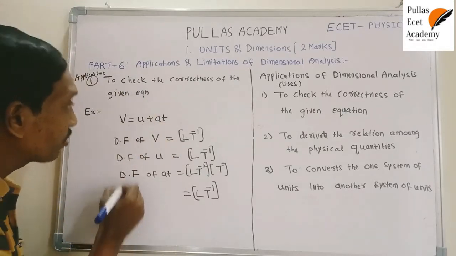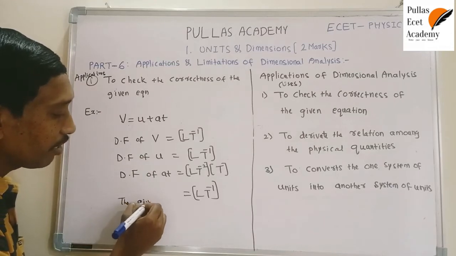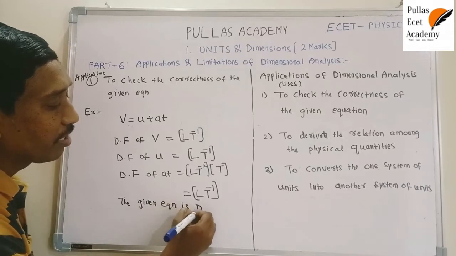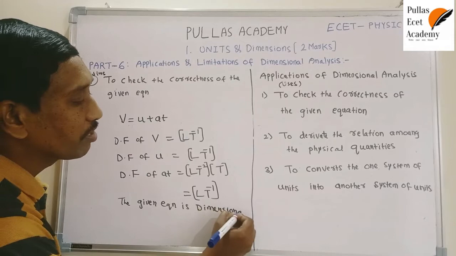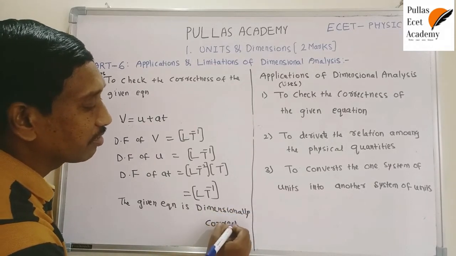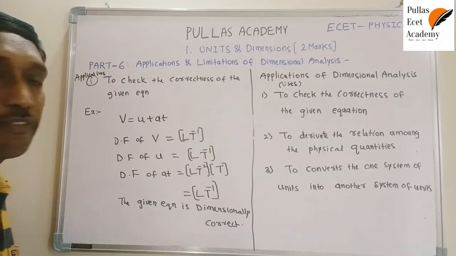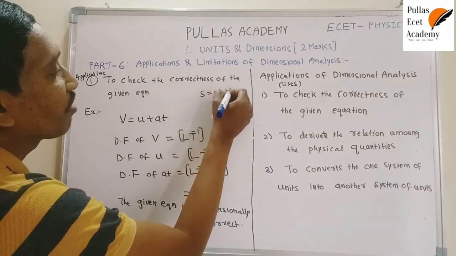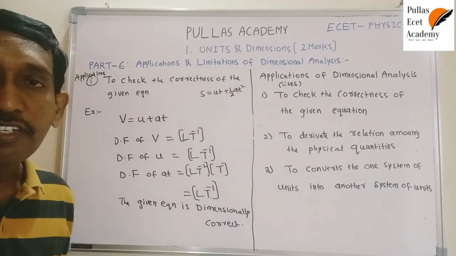That means finally understood, the given equation is dimensionally correct. So this is the procedure for checking whether an equation is dimensionally correct. In the same way, for example, S is equal to ut plus half at square. This is a given equation, asking whether it is dimensionally correct or not.